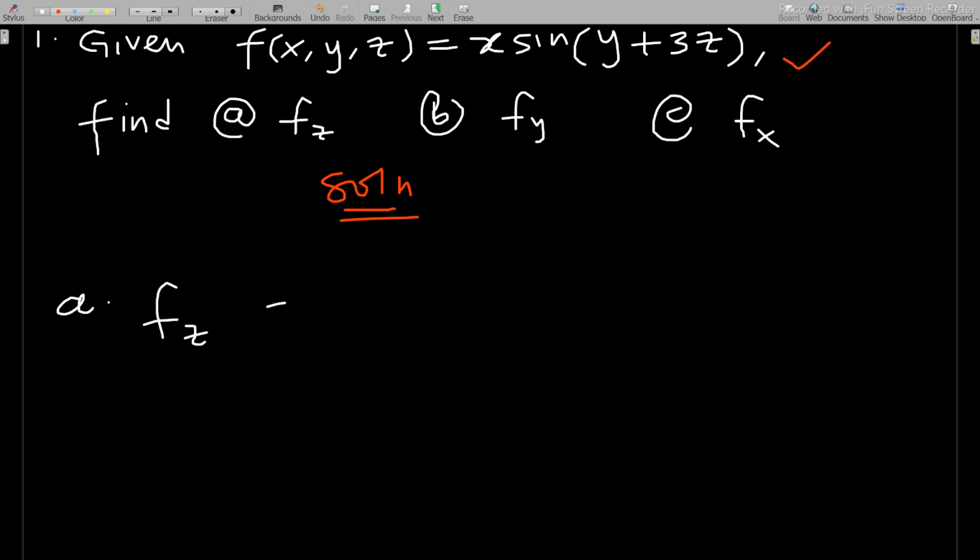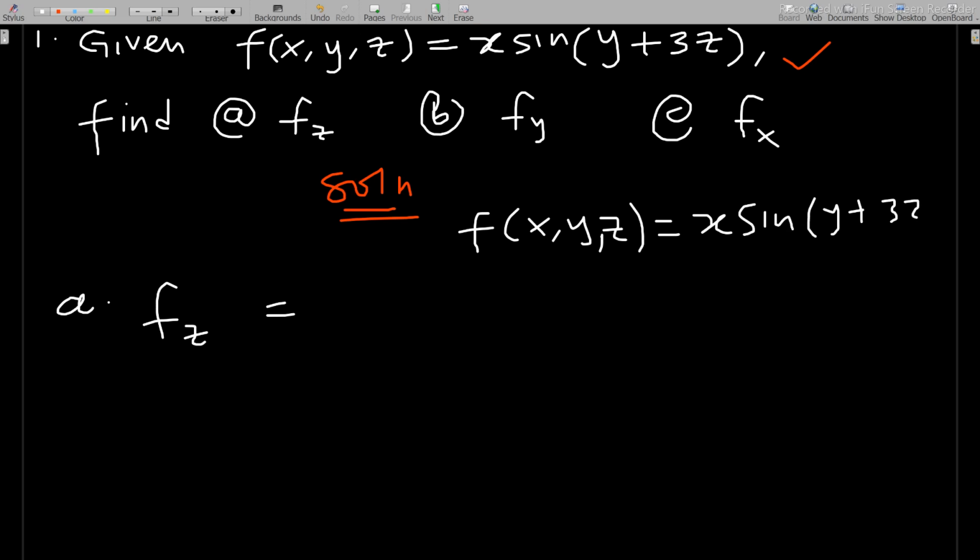Now fz is simply differentiating f of xyz, which is given by x sine of the expression y plus 3z. We differentiate the whole of this with respect to z. I have to look through it and find where my z is, and z is inside the expression of the sine. But x here is constant, so I just write x, and then I differentiate the sine with respect to z.